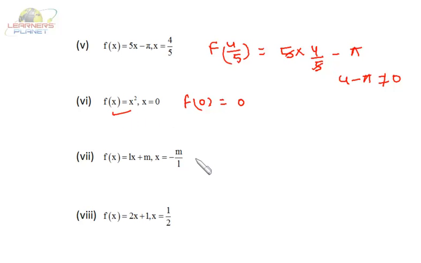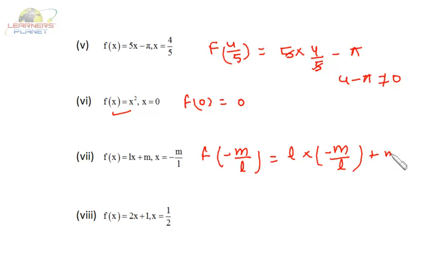Okay. In this case, x is equal to minus m by l. Just put the value of x as minus m by l. So it's l into minus m by l plus m. So what we are getting is minus m plus m, that is 0. So we are getting 0 if we put minus m by l instead of x. That means minus m by l is 0 of this polynomial. Okay.